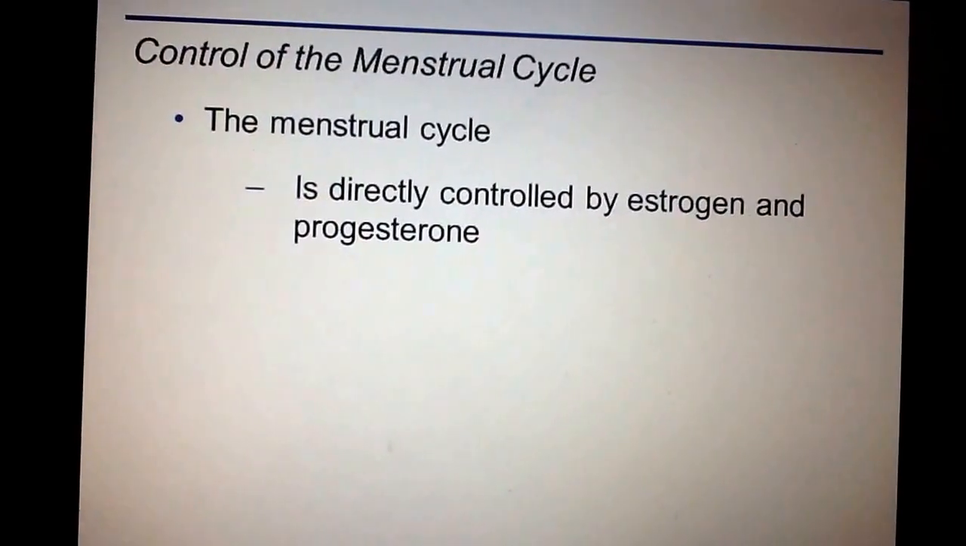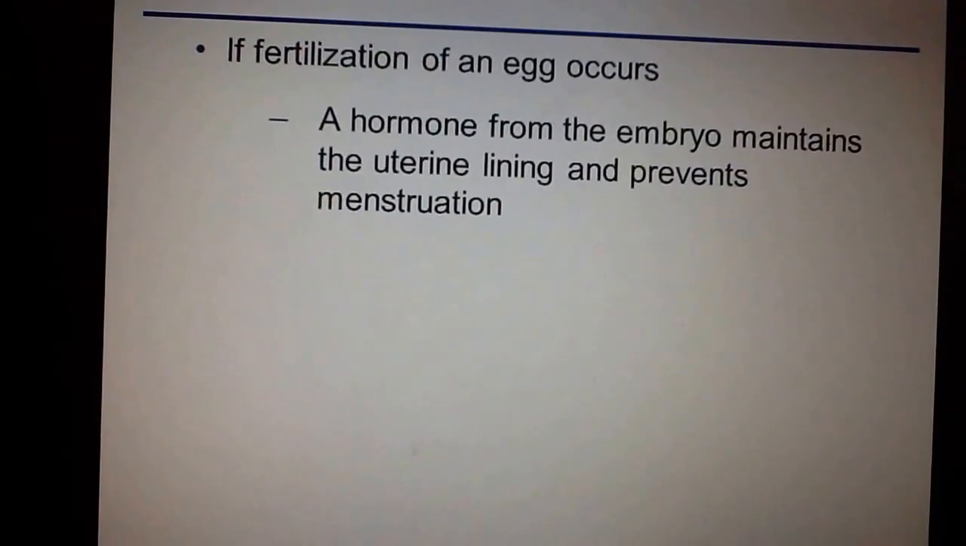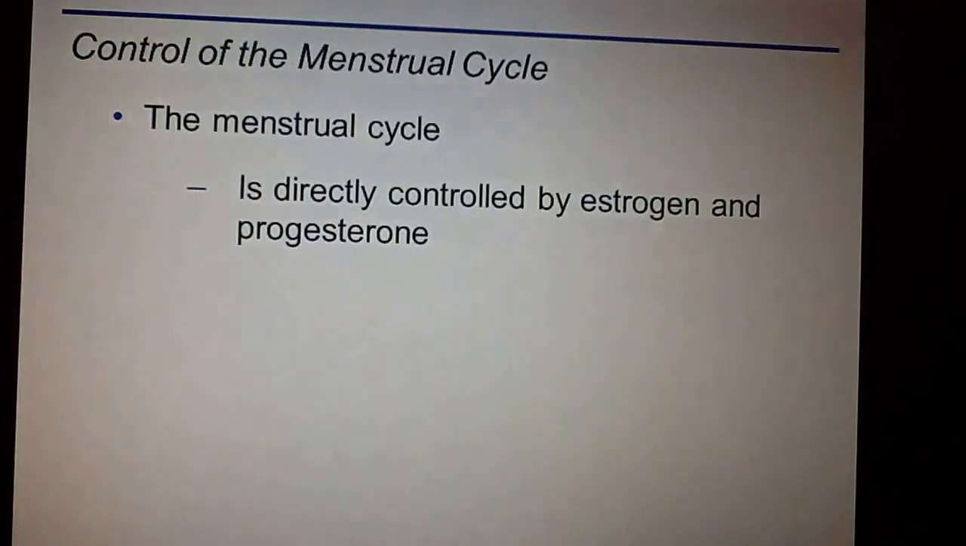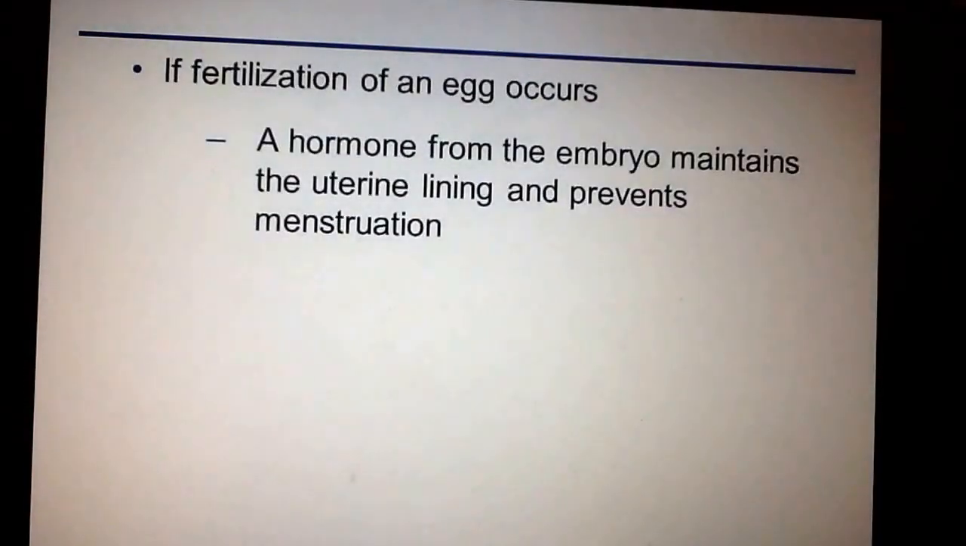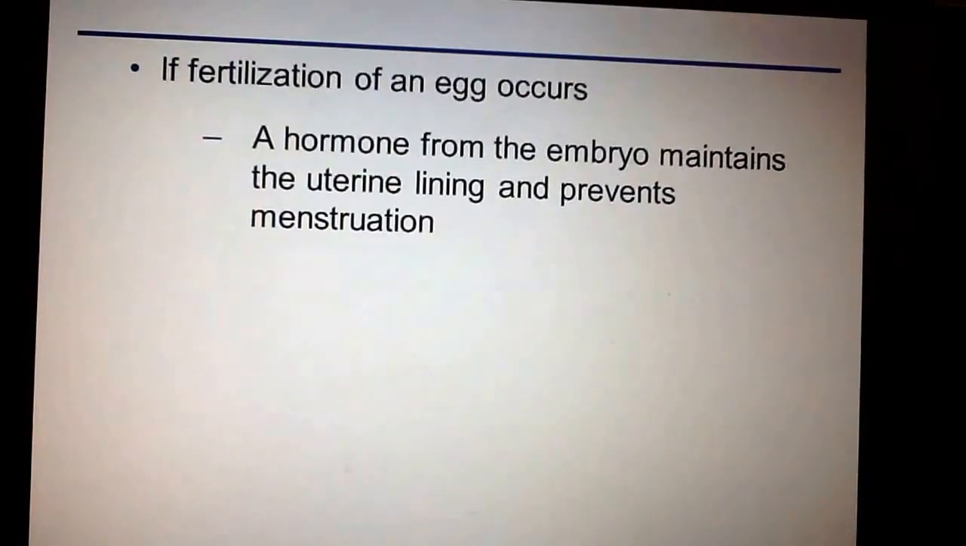So let's look at this in kind of more detail. So the menstruation itself, the menstrual cycle itself is controlled by the estrogen and progesterone, whereas the fertilization of an egg actually controls the hormones that are being released.